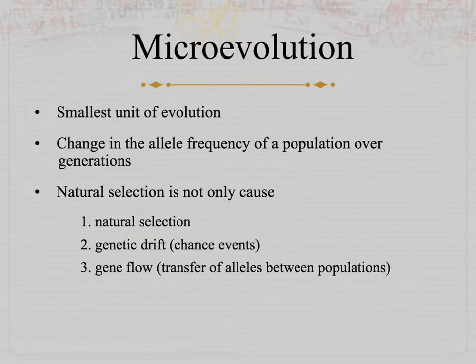Okay, microevolution is the smallest unit of evolution that we can talk about, but we have to talk about natural selection not being the only cause. Up till now, we've just talked natural selection, natural selection, natural selection, but there's also genetic drift and gene flow that can lead to evolution.